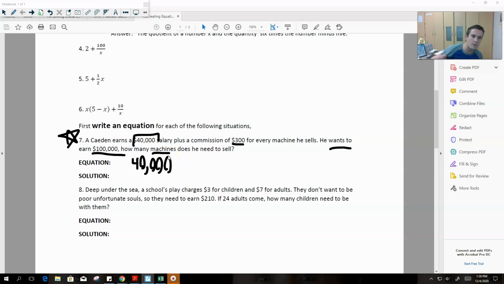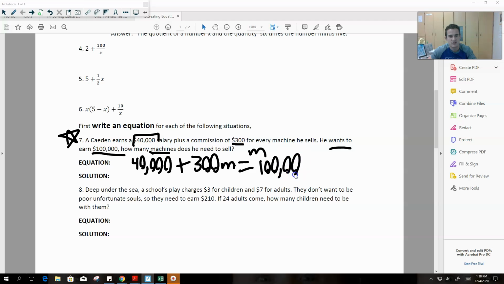I don't know how many machines yet he needs to sell, so I need a variable to represent that number of machines. Let's use M for machines. We'll use M to represent the number of machines. So he makes $40,000, and he will make an additional, so I'm adding $300 for every machine he sells. So $300 times M, that will tell me how many dollars he makes from the machines. And this all needs to add up to equal $100,000.